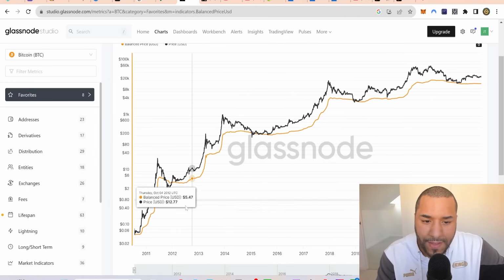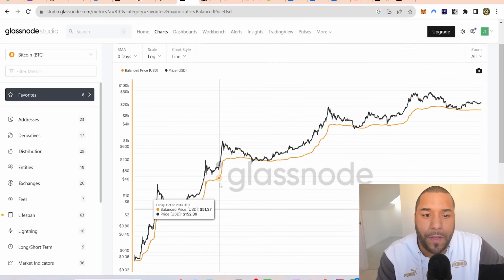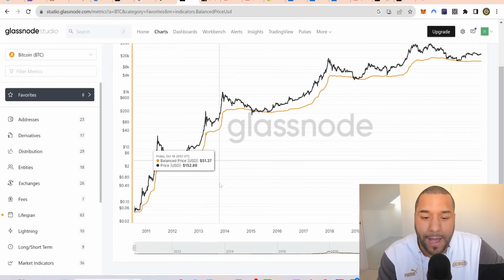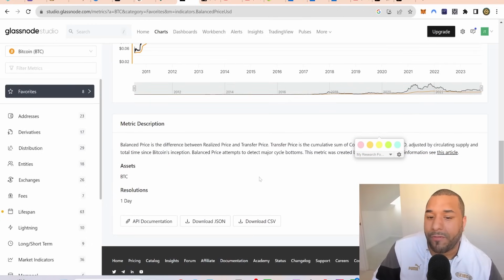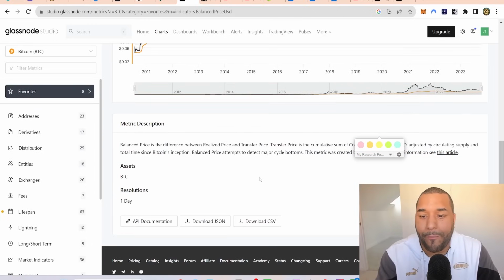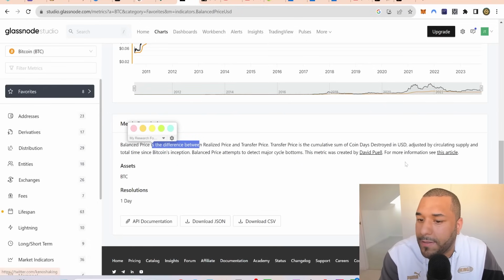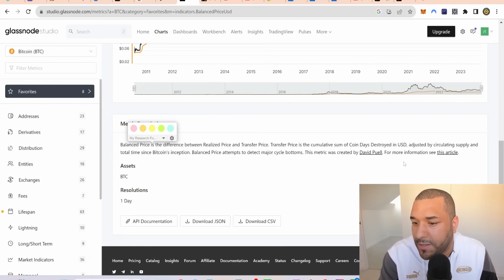So this orange line is called the balanced price. Just real quick touch on it for people. Balanced price is the difference between realized price and transfer price. Transfer price is a cumulative sum of the coin days destroyed in US dollars, adjusted.